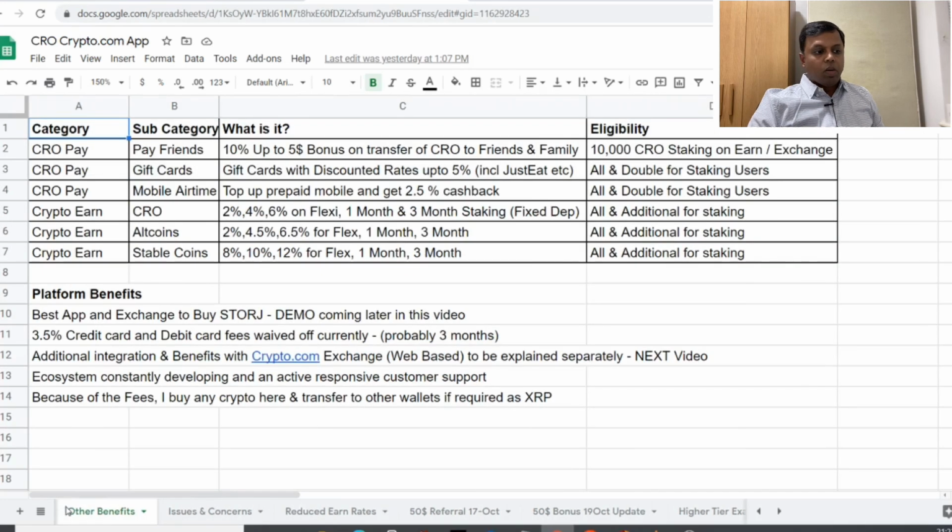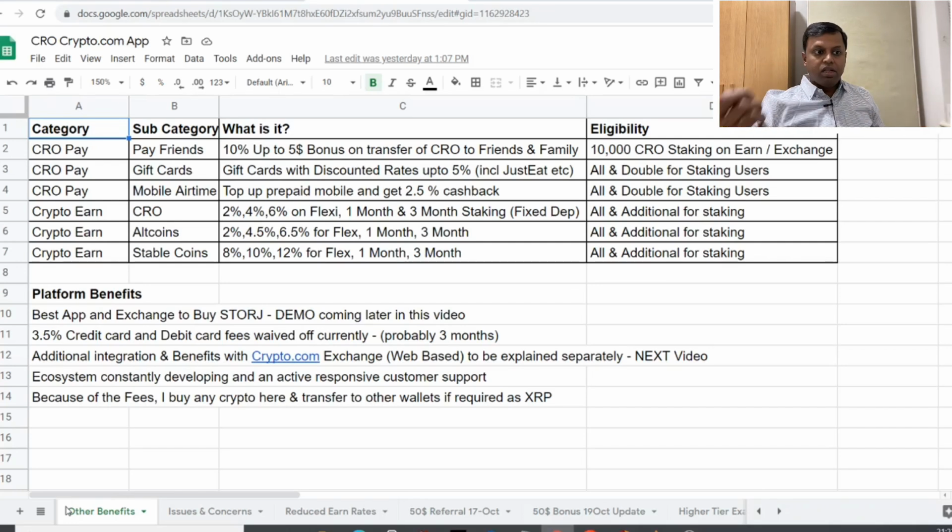Now, it doesn't stop there because there are other benefits to it. There's Pay Friends, where every month you can send money to somebody. I mean, you can send money free using the CRO. You can send CRO from one person to another person very quickly, but you get 10% cashback again on that as well, up to $5. There are gift cards that you can purchase for 5% cashback. And even in India, you can actually use this and buy, even if you don't get that card option.